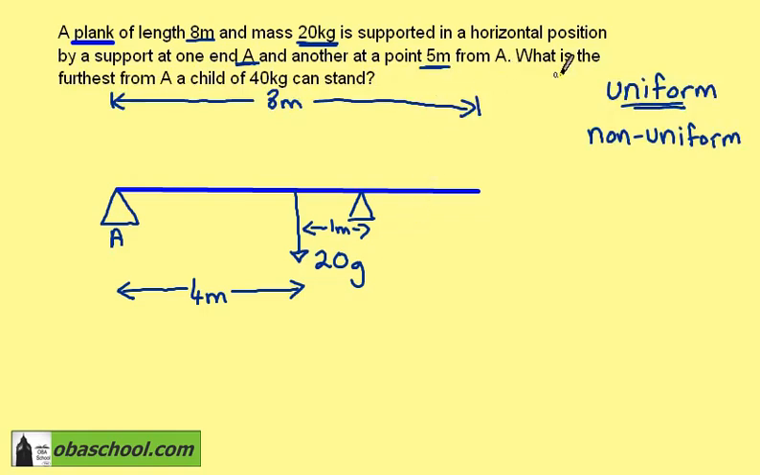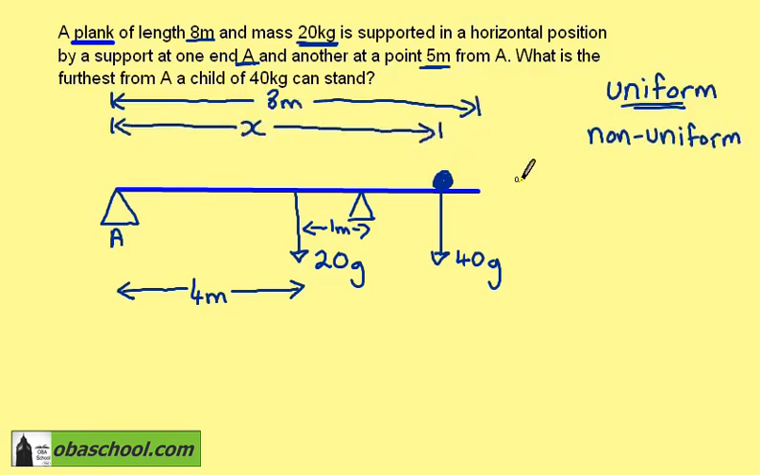We want to know what is the furthest from A a child of 40 kilograms can stand. Clearly, they could stand anywhere between the two supports. So when we draw their position, we must draw it outside of this range. The child has a mass of 40 kilograms, so the weight will act downwards here and be 40 times g. We don't know the distance they can stand from A, so we would call it x.